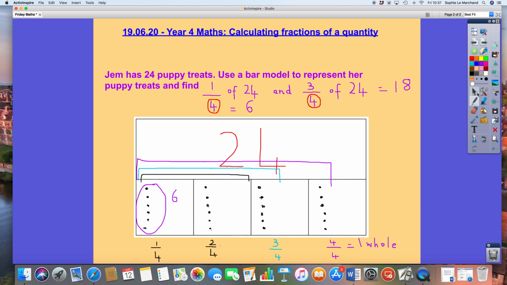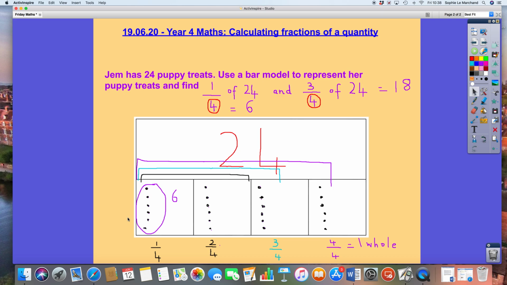I hope that all makes sense. You are going to be calculating fractions of quantities today in the worksheet that I post onto Class Story. I want you to try and use bar models to help you do that and look closely at the denominators of the fractions you've been asked to find to work out how many equal sized boxes you need in the second part of your bar model.